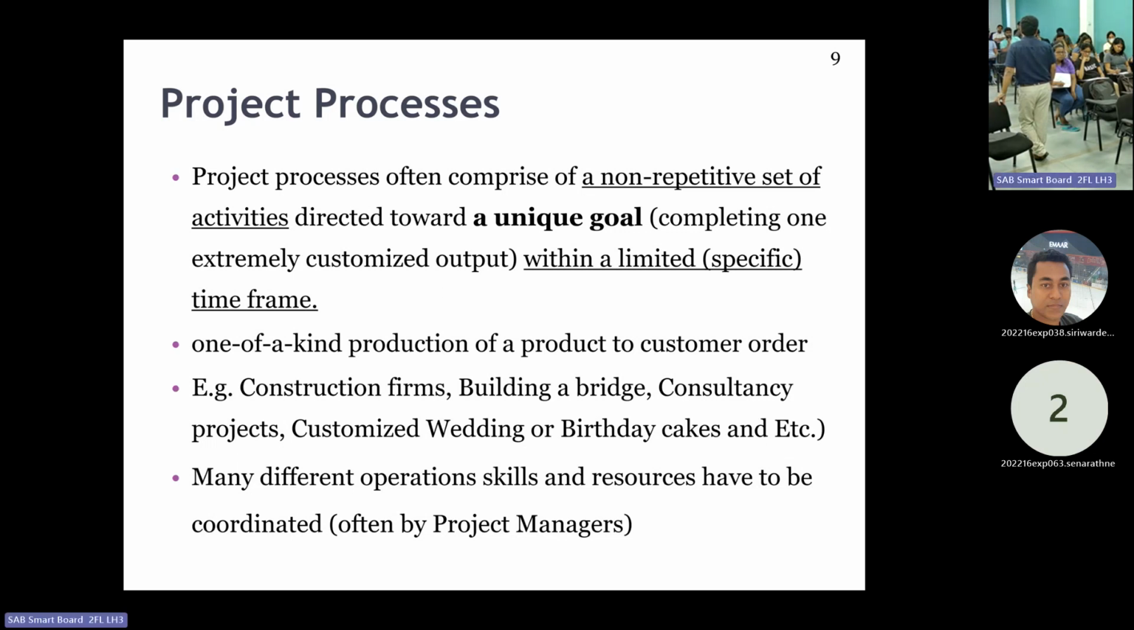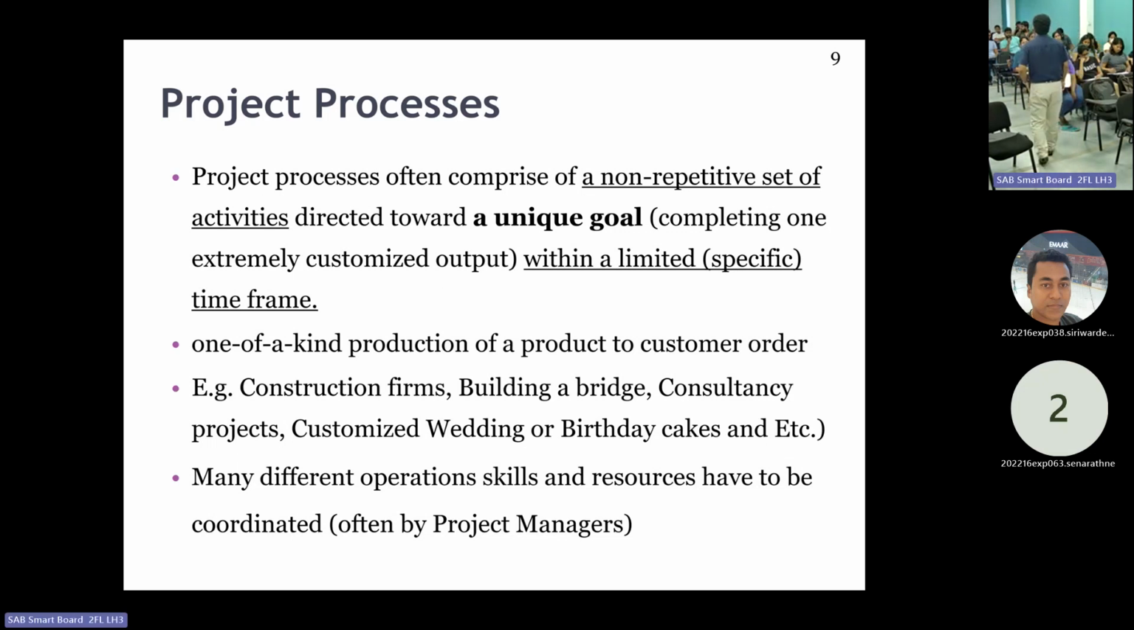Project planning, project scheduling, project implementation, project conclusions, project tracking or project expediting. Those are the activities relevant for project process. Right. That's about projects.